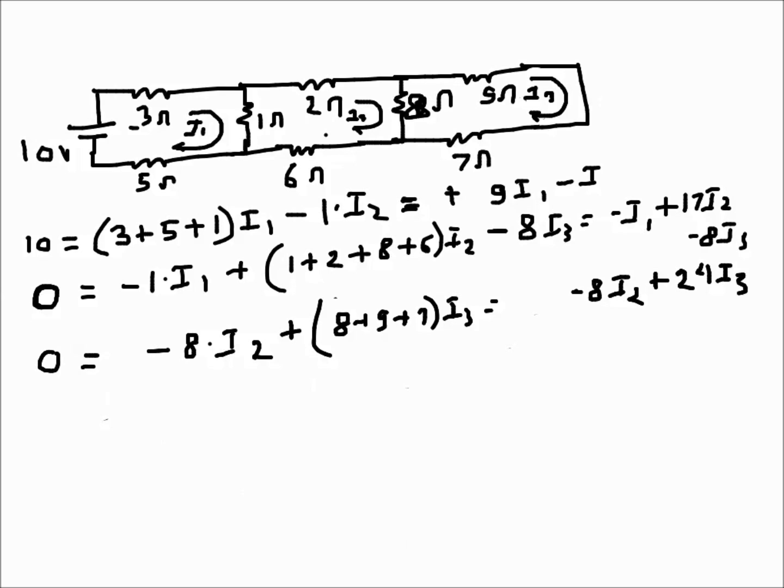So if I write the matrix here, the coefficients for the first equation are 9, negative 1 and 0. For the second one, the coefficient of I1 is negative 1, then 17 and minus 8 are the coefficients of I2 and I3 respectively. Similarly, for the third one, the coefficient of I1 is 0, I2 is minus 8 and I3 is 24. So the determinant form for I1 will be like this.